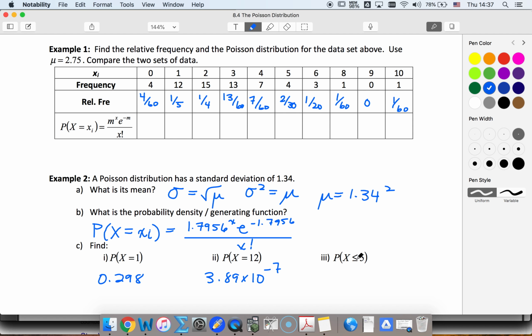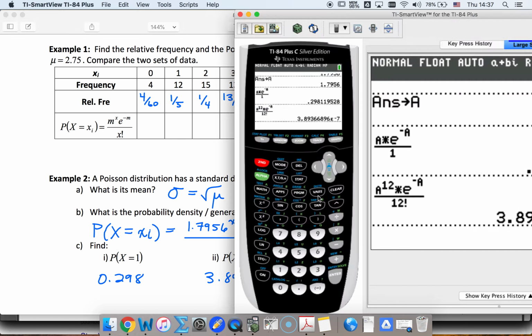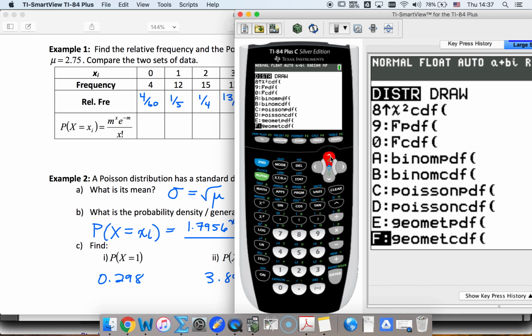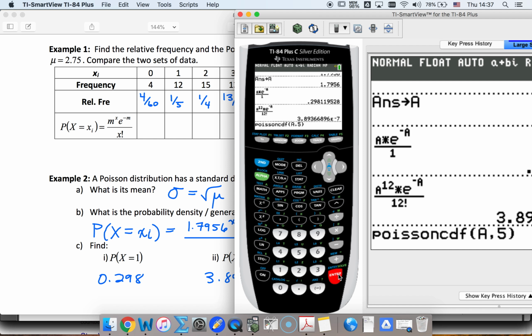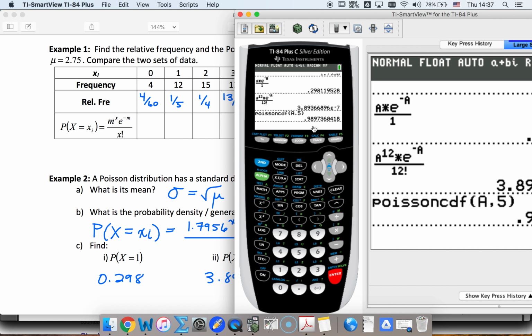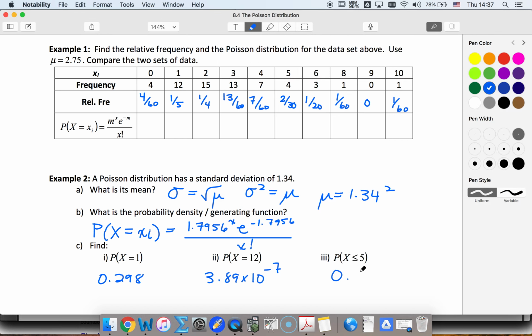For X less than or equal to 5, I could either add up probability that x is 0 plus 1 plus 2, etc. But instead I'm going to use my CDF. So Poisson CDF. Let's see if it's going to let me put in a letter A. Fantastic. My x value here is going to be 5. And there we go. There's a high probability that my x value will be less than or equal to 5. And the probability is 0.990 to 3 significant figures.